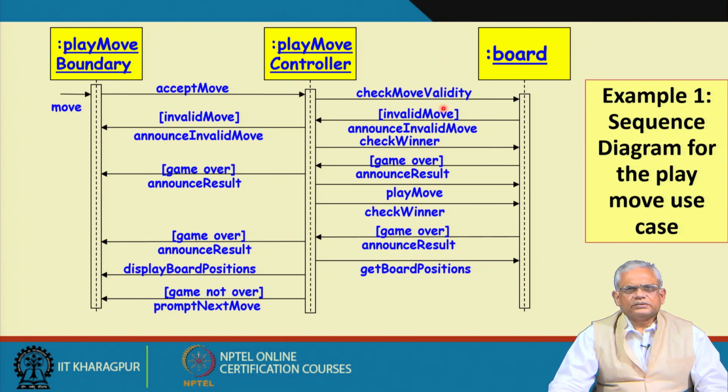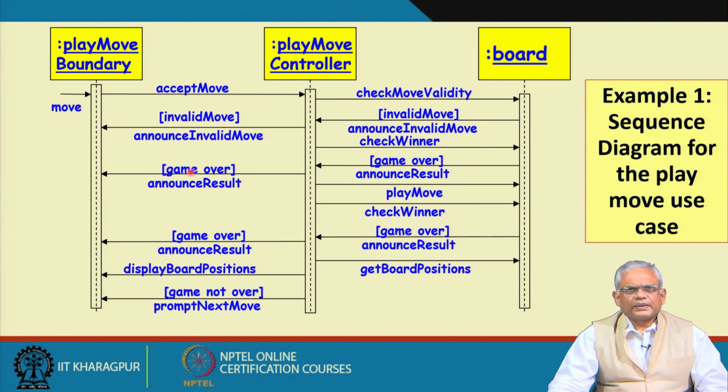It requests the board to check move validity. If the move is invalid, then it is announced that it is an invalid move. Otherwise, the move is recorded and the winner is checked. If there is any winner, that needs to be announced, or if the game is drawn, that needs to be announced. We have this guard here. That means these methods are executed conditionally.